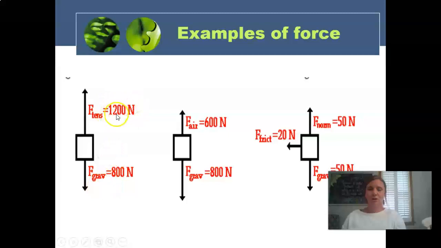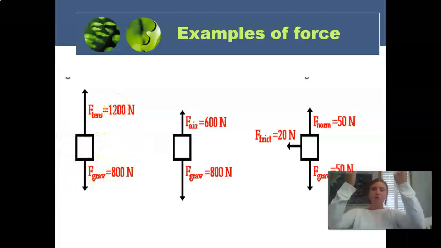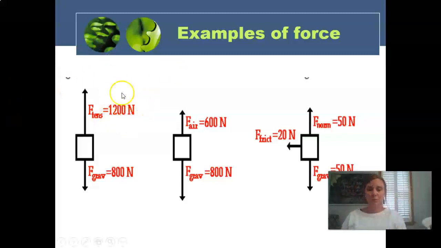So you have 1,200 newtons. N stands for newtons, our unit of measurement. Sir Isaac Newton, that is where that comes from. And then you have gravity at 800 newtons. So this is still being held up. Imagine I was holding on and trying to do a pull-up, which I'm terrible at, holding on to the bar. I have tension, and so therefore this is much greater, so gravity is not great enough to cause me to fall.